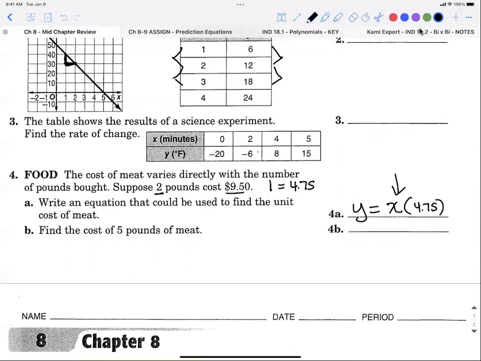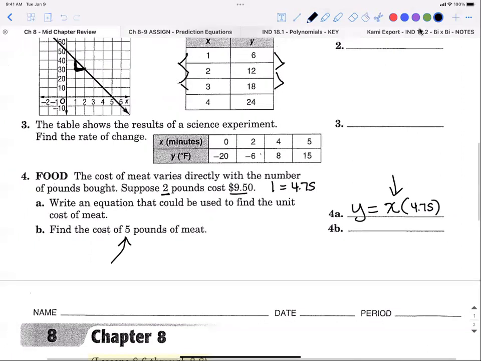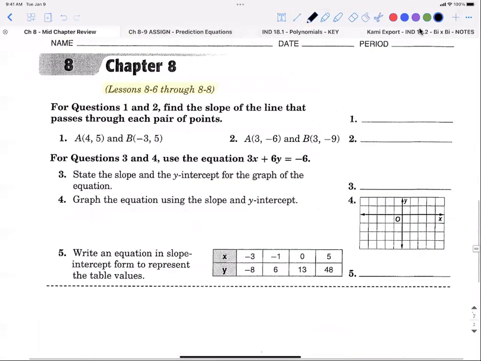Remember that our input is our X, our output is our Y. So our total cost is the Y. The input is what can change. Well, that's how many pounds you buy. So there's your equation. Now I'm not going to work this one. What's the total cost for 5 pounds of meat? Remember, X is your pounds. Okay. All right. I'm not going to spend a whole lot of time on this.